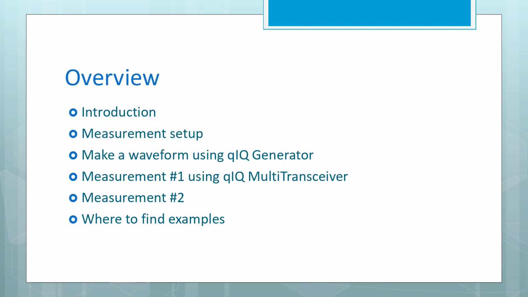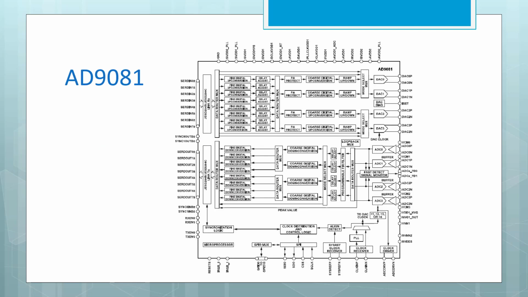First, we'll introduce the concept, why it's important to be able to do this phase coherence. Then we'll show the measurement setup and make a waveform for doing our testing. Then we'll do a couple of different measurements to show the phase coherence. Finally, we'll talk about where you can go to find some example code so that you can do this on your own.